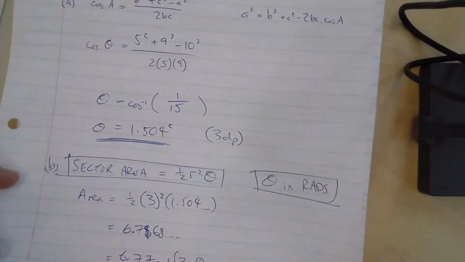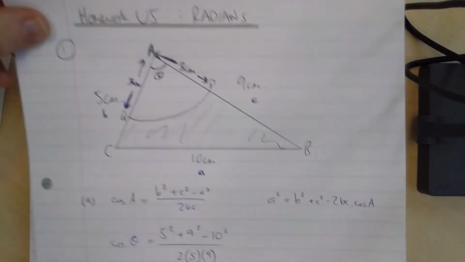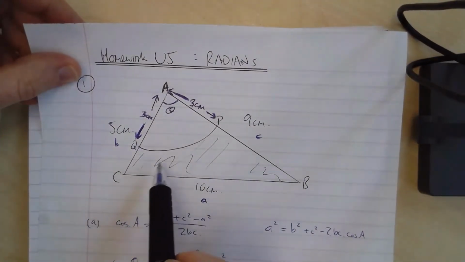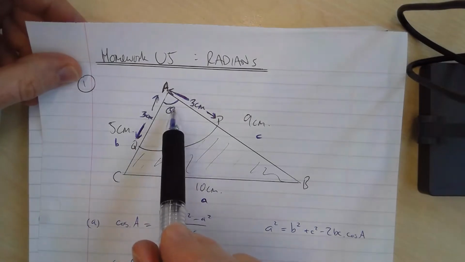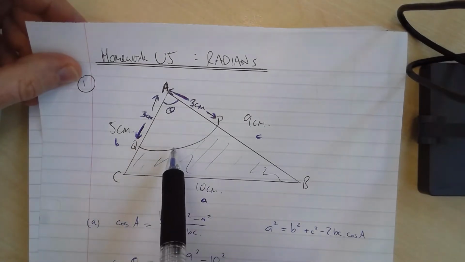Okay, right, part C, and we're on to the area of the shaded region this time. So the shaded region there is clearly the full triangle, take away the sector area that we've just calculated.